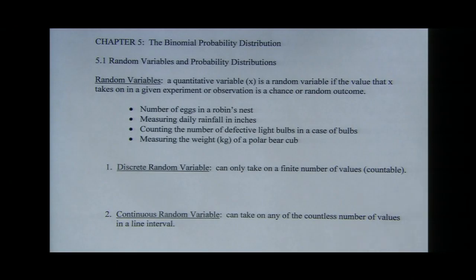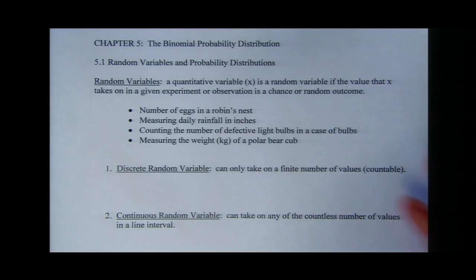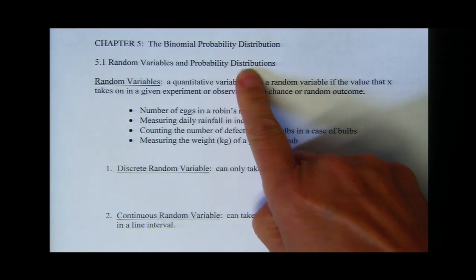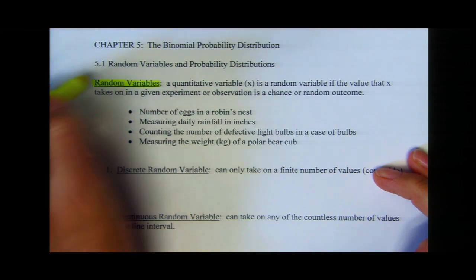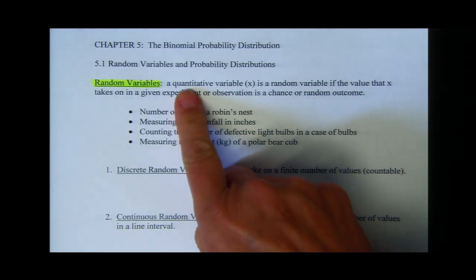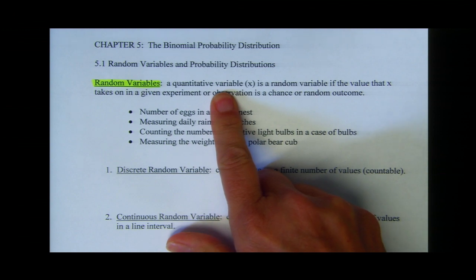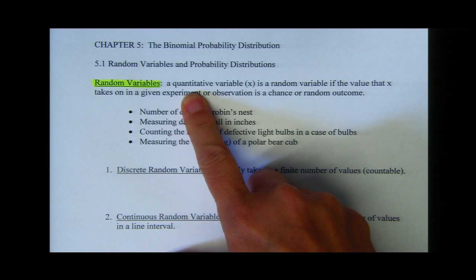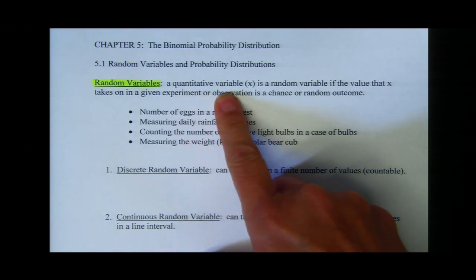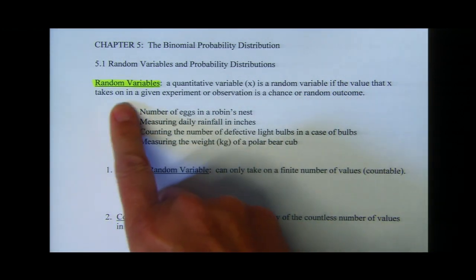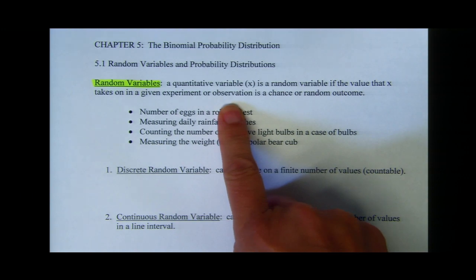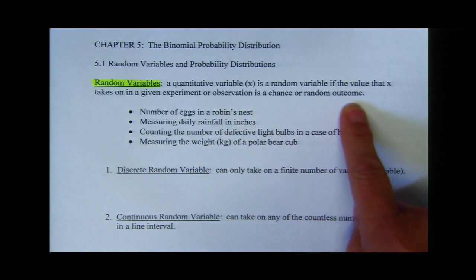Chapter 5, we're going to continue with probabilities, but before we get into probabilities, we need to discuss what are called random variables and probability distributions. So first off, we're going to talk about random variables. Random variables are a quantitative variable. If you recall, we have talked about quantitative and qualitative. Quantitative means it's numerical. So a quantitative variable x is a random variable if the value that x takes on in a given experiment or observation is a chance or random outcome.